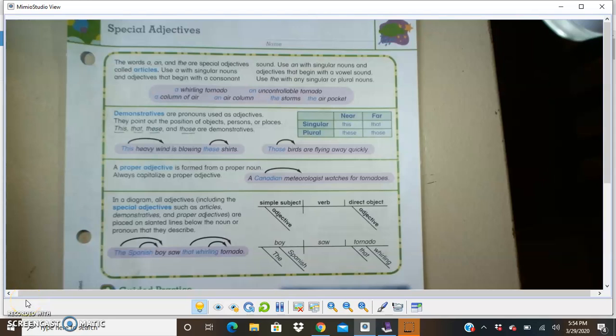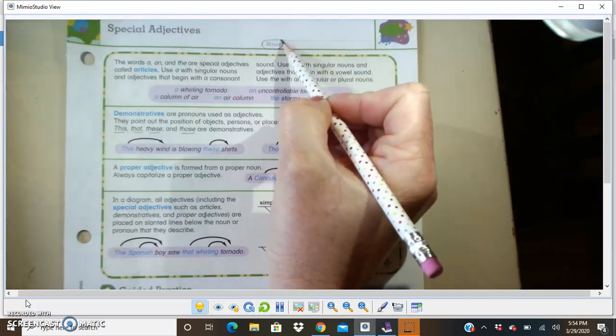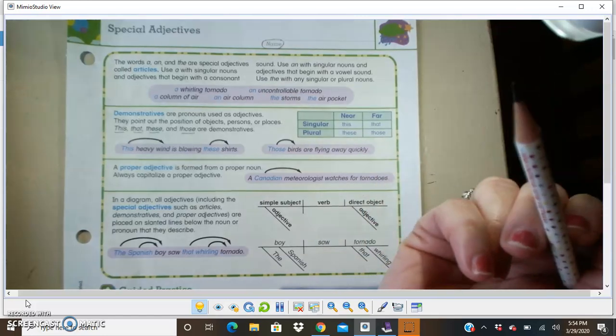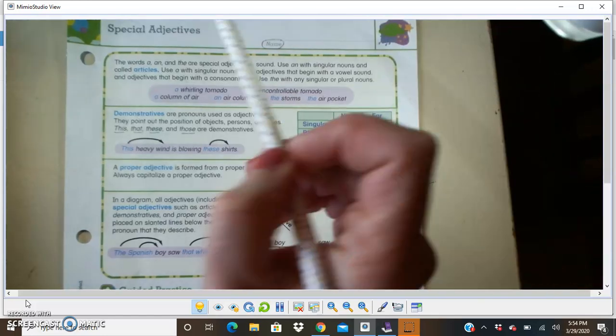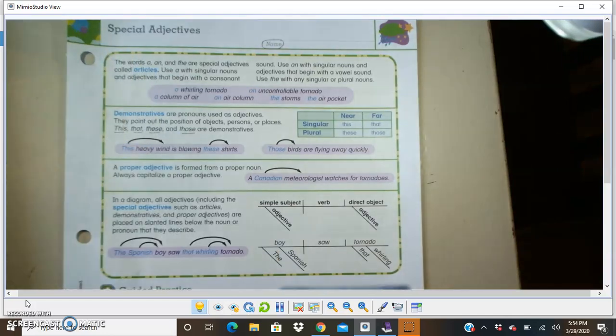Hi, boys and girls. Today is Monday, March the 30th, and we're going to be working on page 233 and 234. If you go up to the top, we're going to put your name on the top of your paper. We're still keeping in practice with this. And today we're also going to be talking about special adjectives.